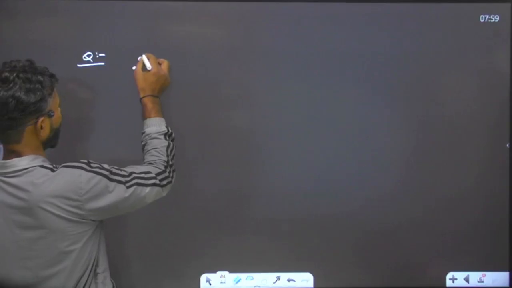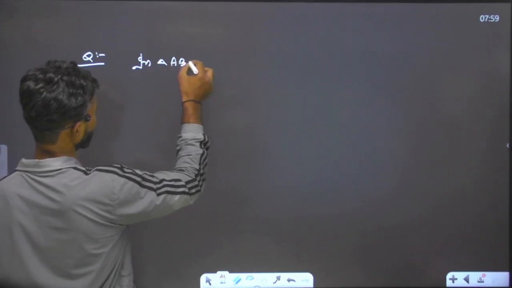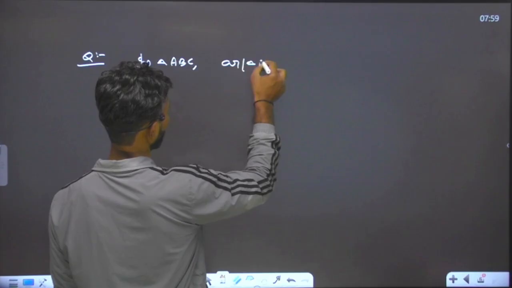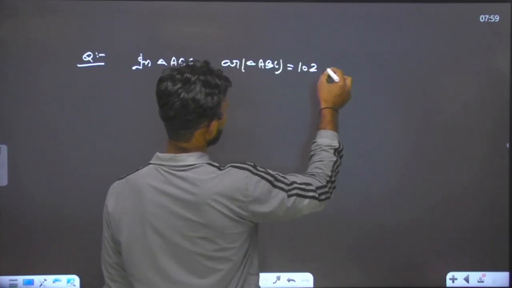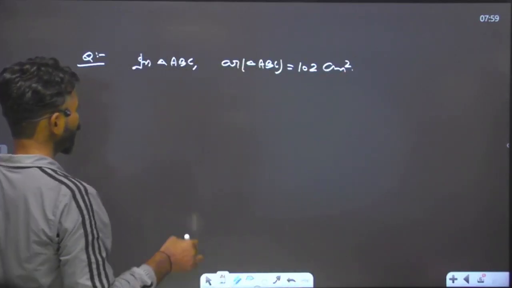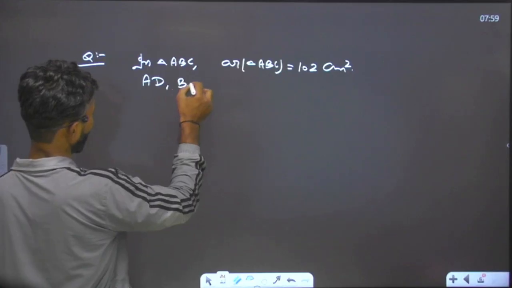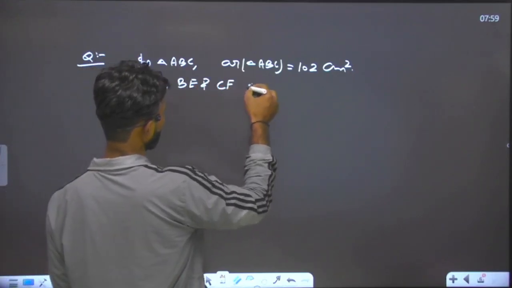I'm writing down over here, triangle ABC. Area of triangle ABC is equal to 102 centimeter square. And AD, BE, and CF are medians.